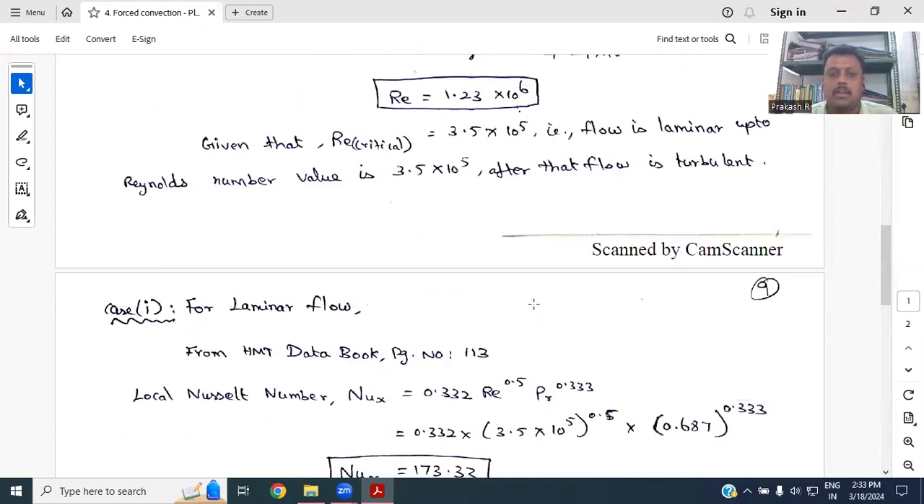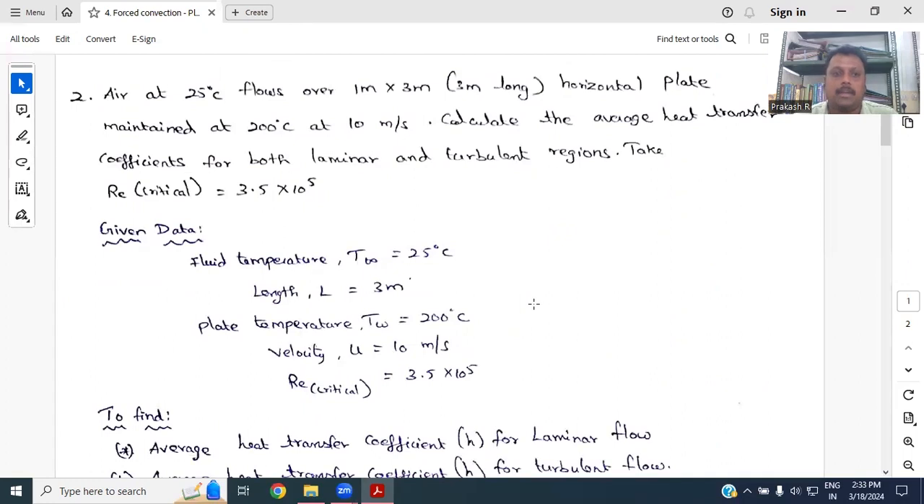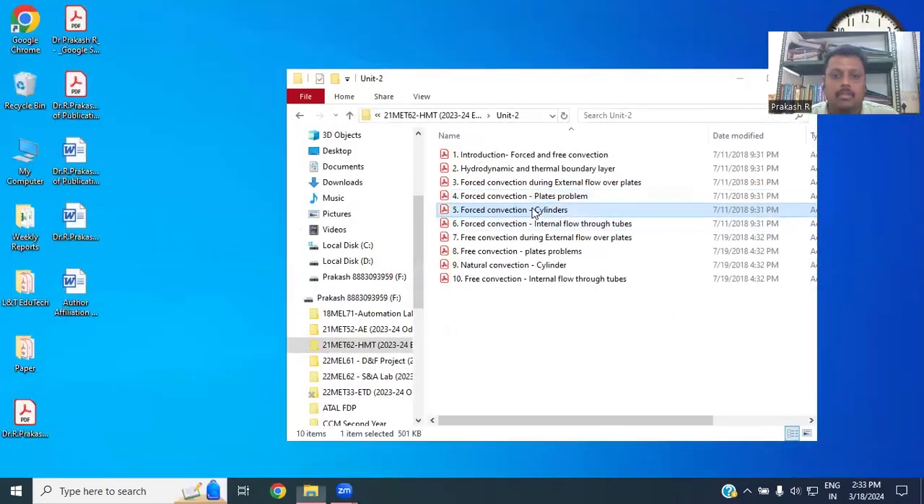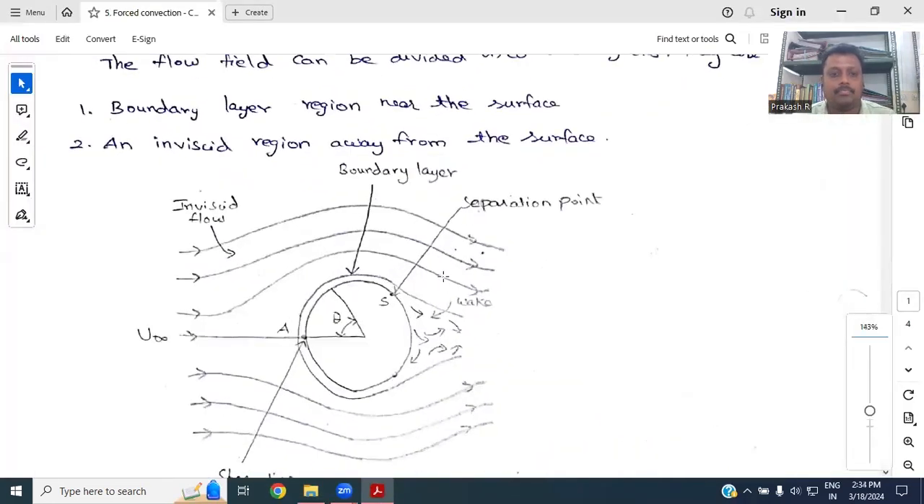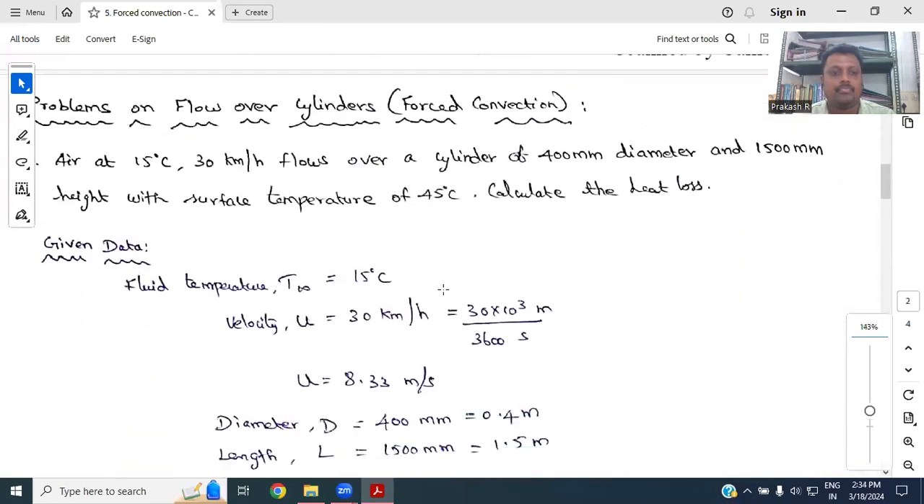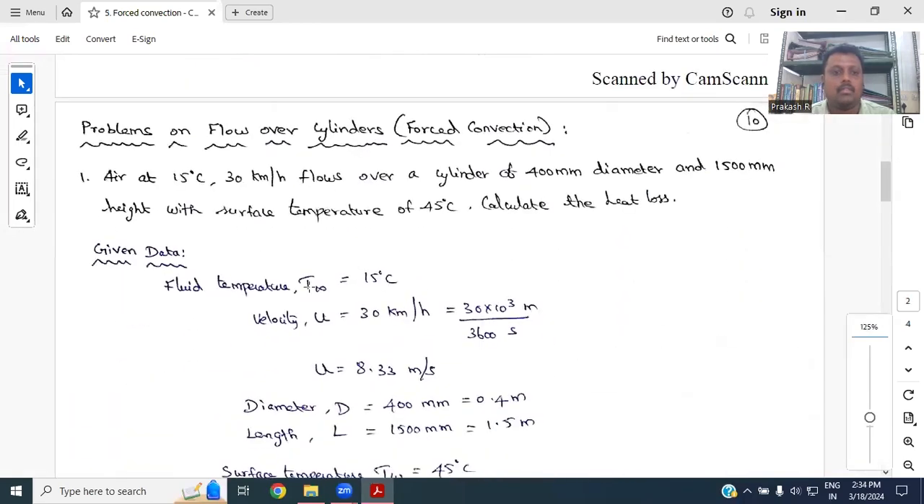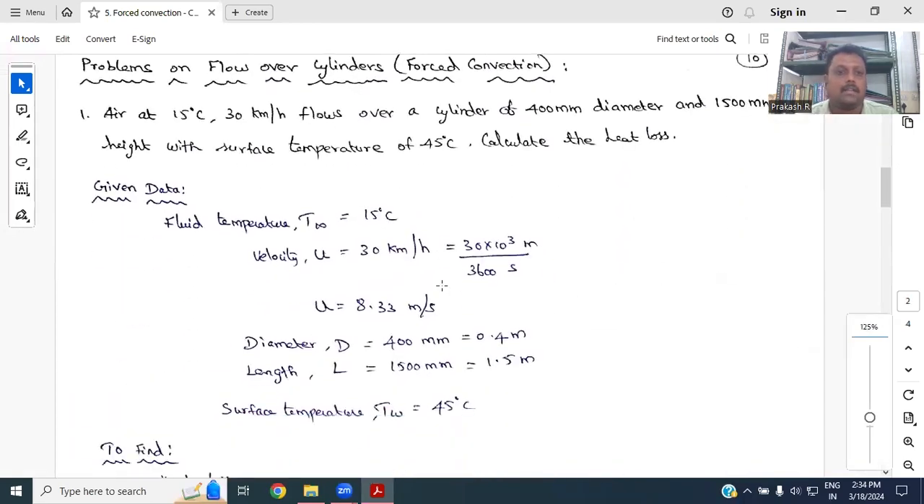So now we solved a problem on a horizontal plate, that is problems on plate. Next problem, let's see a problem on a cylinder. This is a problem on cylinder.